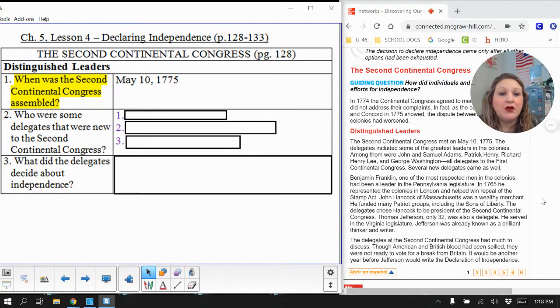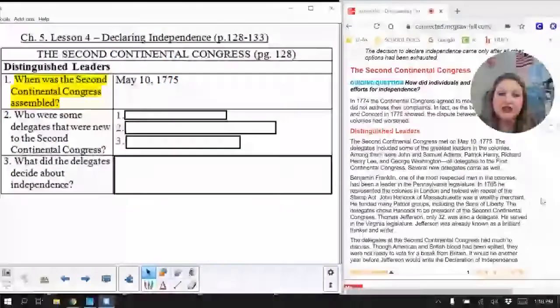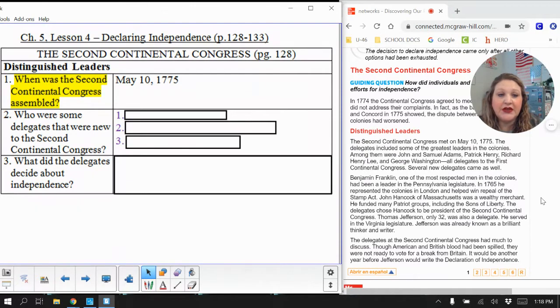Benjamin Franklin, one of the most respected men in the colonies, had been a leader in Pennsylvania legislature. In 1765, he represented the colonies in London and helped win the repeal of the Stamp Act. John Hancock of Massachusetts was a wealthy merchant. He funded many patriot groups, including the Sons of Liberty. The delegates chose Hancock to be president of the Second Continental Congress. Thomas Jefferson, only 32, was also a delegate. He served in the Virginia legislature.